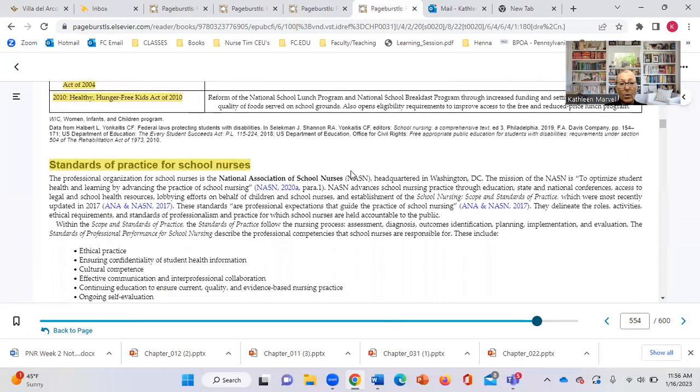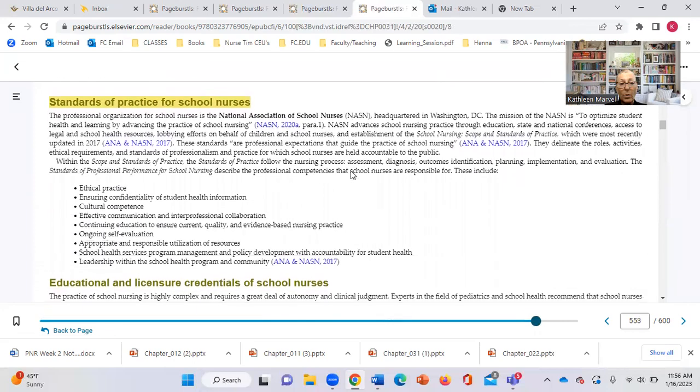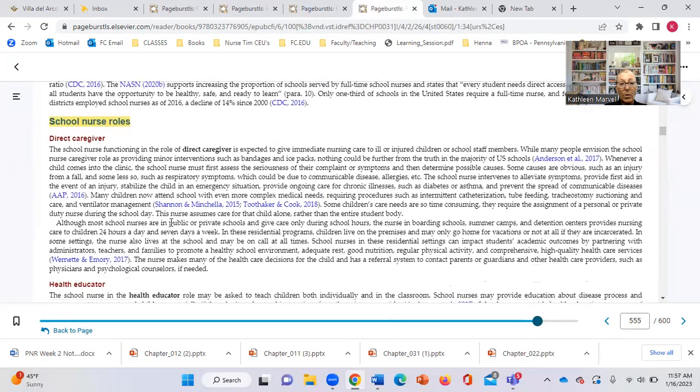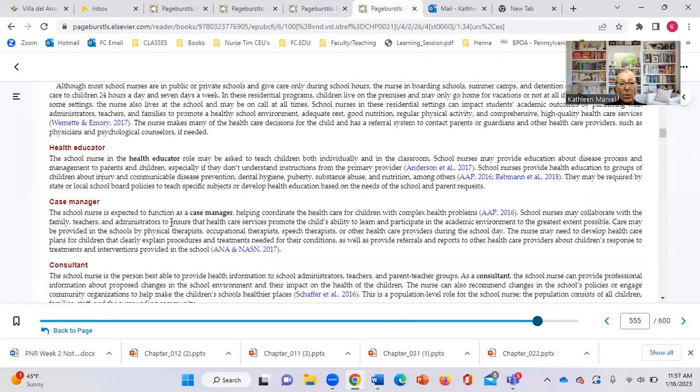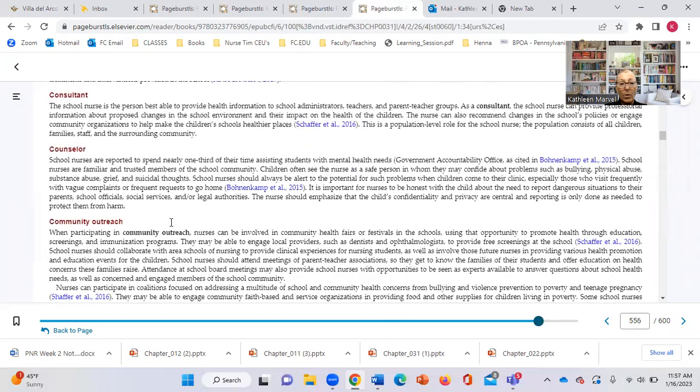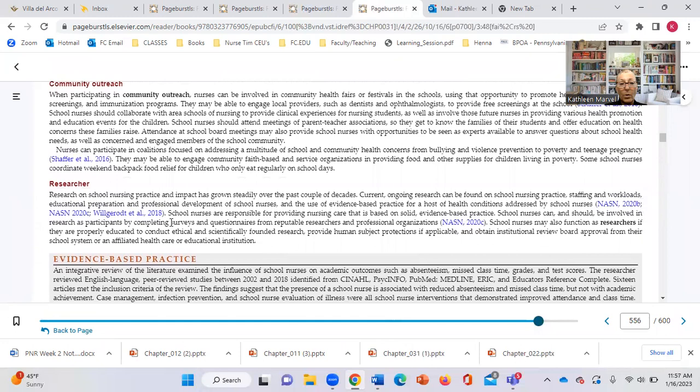Standards of practice for school nurses. Ours is the National Association for School Nurses. That is the professional organization that we look to for all of our guidelines, and here's how they guide us. What are some roles, or functions, of the school nurse? Well, we can function as direct caregivers. We are health educators, case managers, consultants, and counselors. We do lots of community outreach and lots of research.